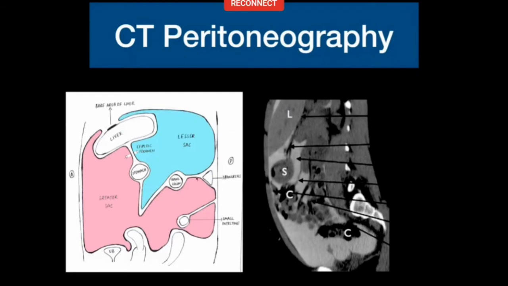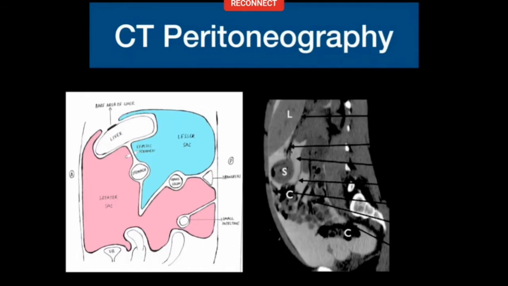Between the transverse colon and the pancreas will be the transverse mesocolon, and suspending the small bowel from the posterior abdominal wall will be the mesentery of the small bowel. Between these two will be the epiploic foramen. So this was a bit confusing. Let's go back and look at how we can simplify this on CT.